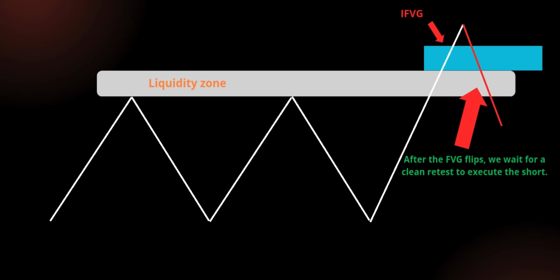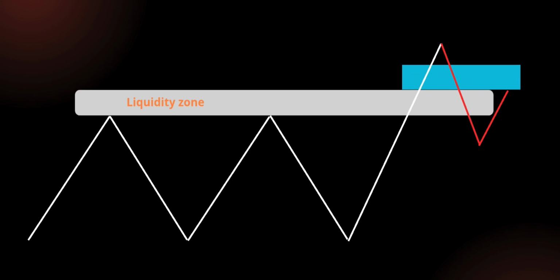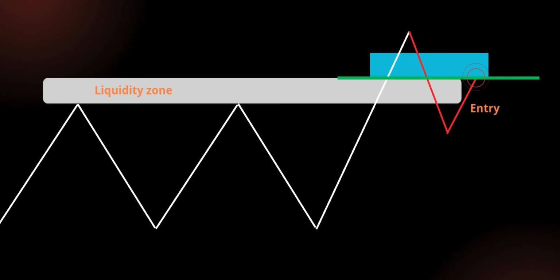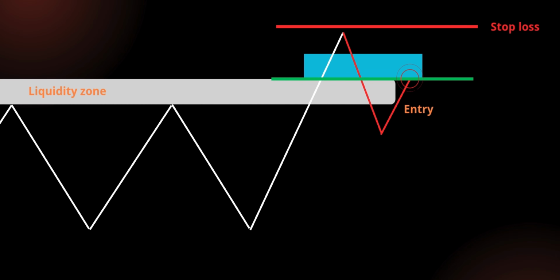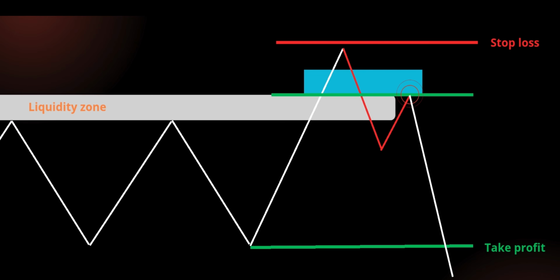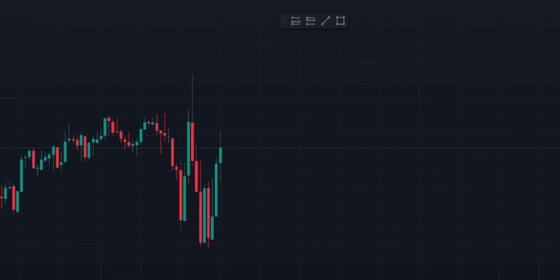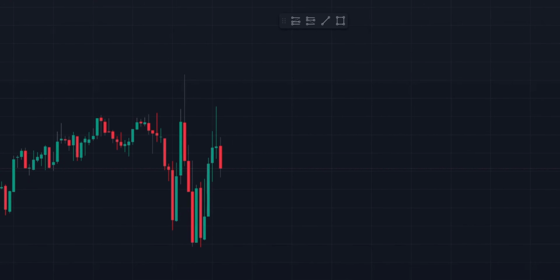We place our entry at the fair value gap retest, set our stop loss above the last high, and target take profit at the next liquidity zone below. This gives us a precise, high probability trade with clean risk management. And now, let's take this strategy to a real chart.